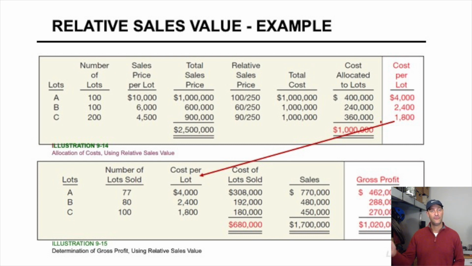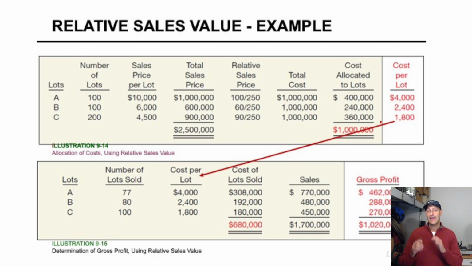Remember, we only bought it for $1 million, so we have like a 250% markup on this. Now, we want to figure out the relative sales value. So for our A lots, we're going to sell them for $1 million out of 250, or $2.5 million, which gives us 100 divided by 250 as our ratio. Multiply that times our total cost.